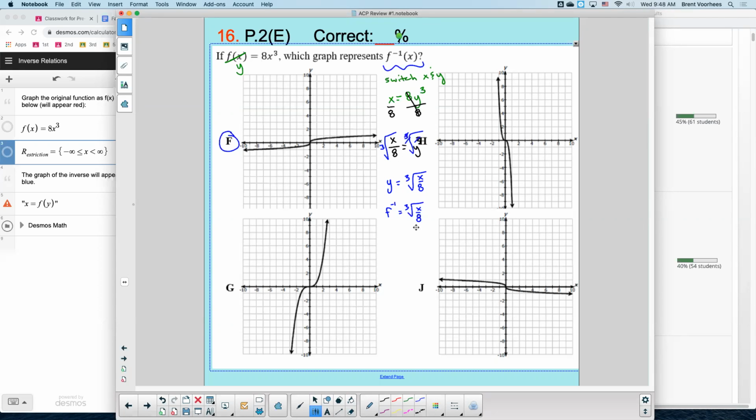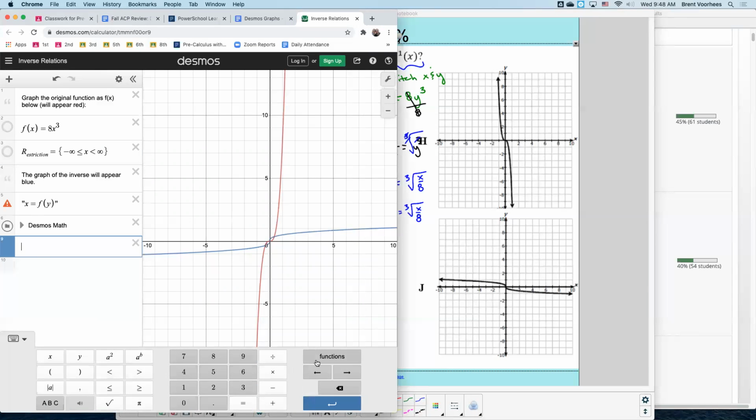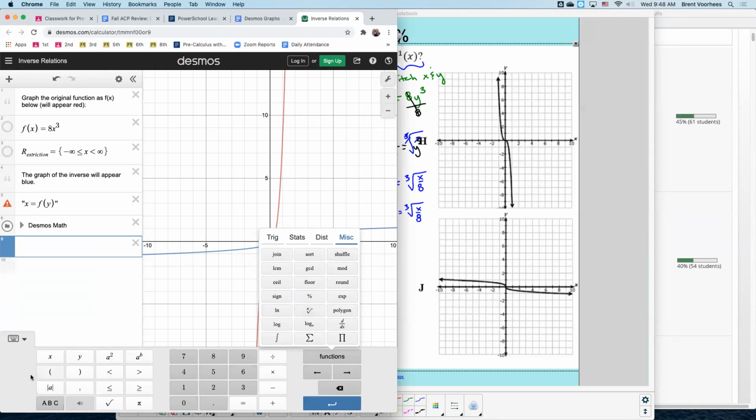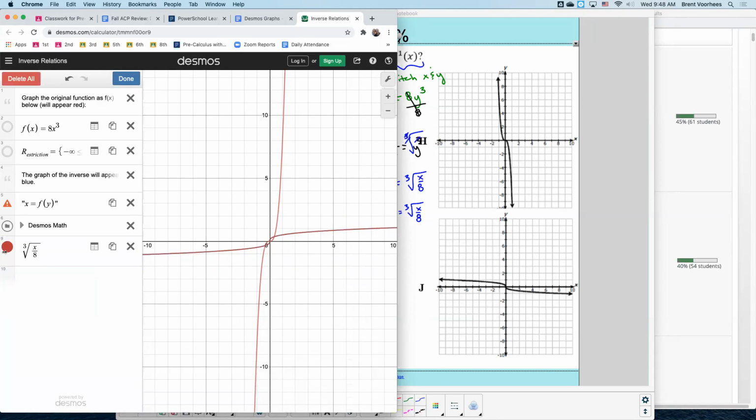That's the algebra, and if I type this in, the third root is under functions, then miscellaneous, I think. Yeah, there it is. From the keypad on Desmos to miscellaneous, it's the middle column, third from the bottom. You click that button and type the third root of x divided by 8, and you'll see that it does match. Unfortunately, it used the same color, so let me go to black so I can toggle it off and on. Now you can see that this overlaps the blue perfectly.